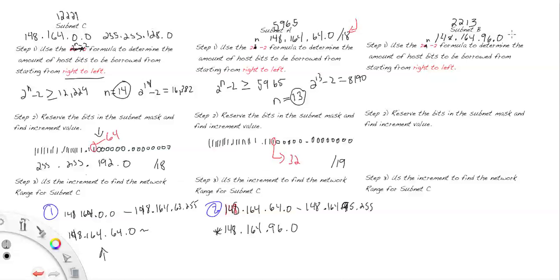So starting out with 148.164.96.0. This is a /19, right? That's what we got here with that new mask. We need to solve for 2,213 networks. So 2 to the n minus 2 has to be greater than or equal to 2213. And that number is 12. So n equals 12. So just so you know, 2 to the 12th minus 2 is equal to 4094.